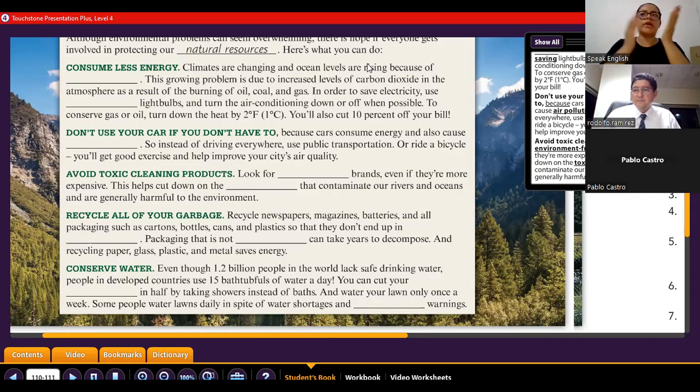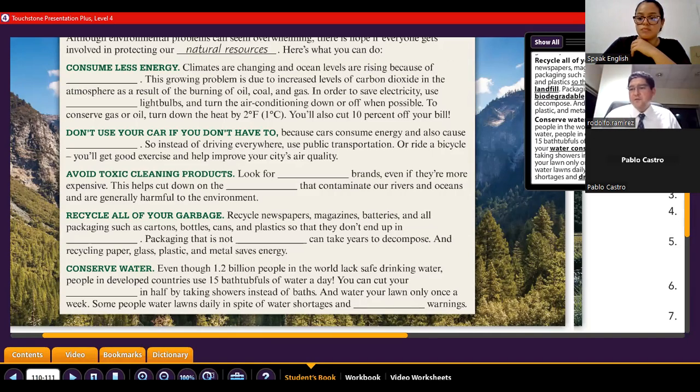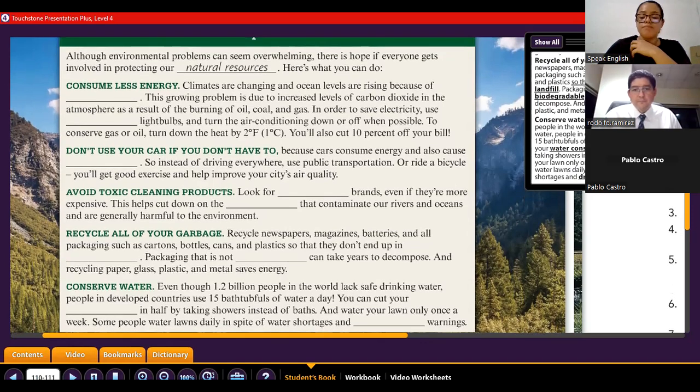Can you tell me what do we have in this article? Well, there are different recommendations of common sense in order to look after our world. Okay, very good. Recommendations to look after our world. And you, Pablo, what did you learn from the reading?